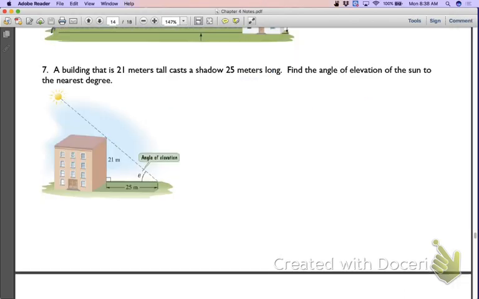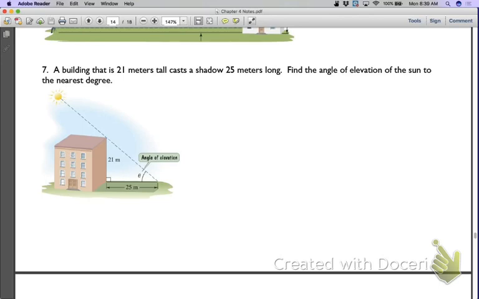Now, last one. This one's just going to work in reverse. So before we were given an angle, now we need to find the angle. Again, it says building is 21 meters tall, casts a shadow 25 meters long, find the angle of elevation of the sun to the nearest degree. So we're actually trying to find the degree. So the steps in which I do everything is going to be a little bit different.